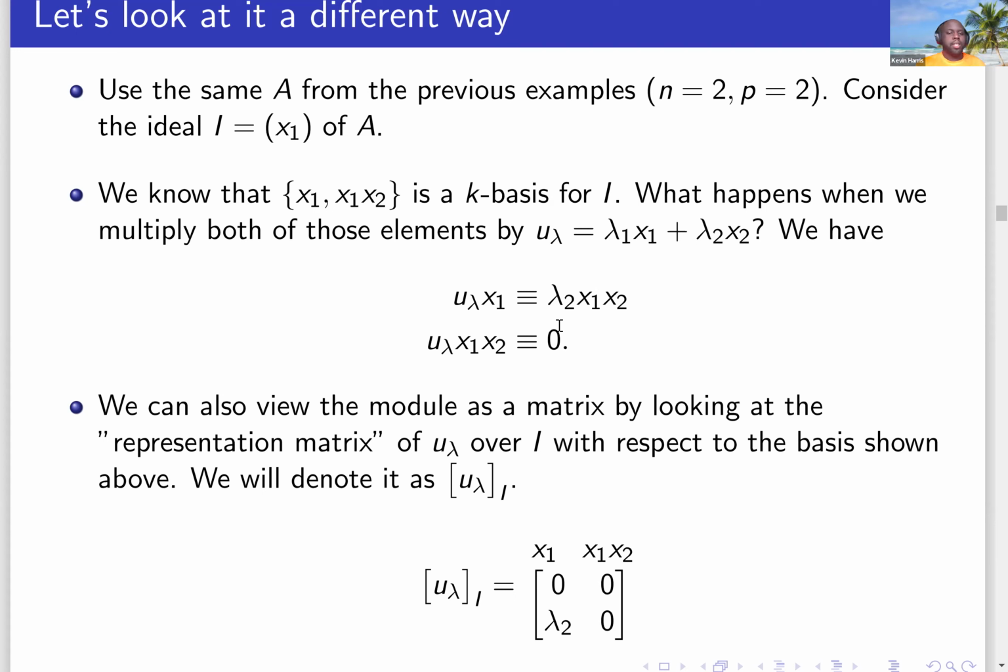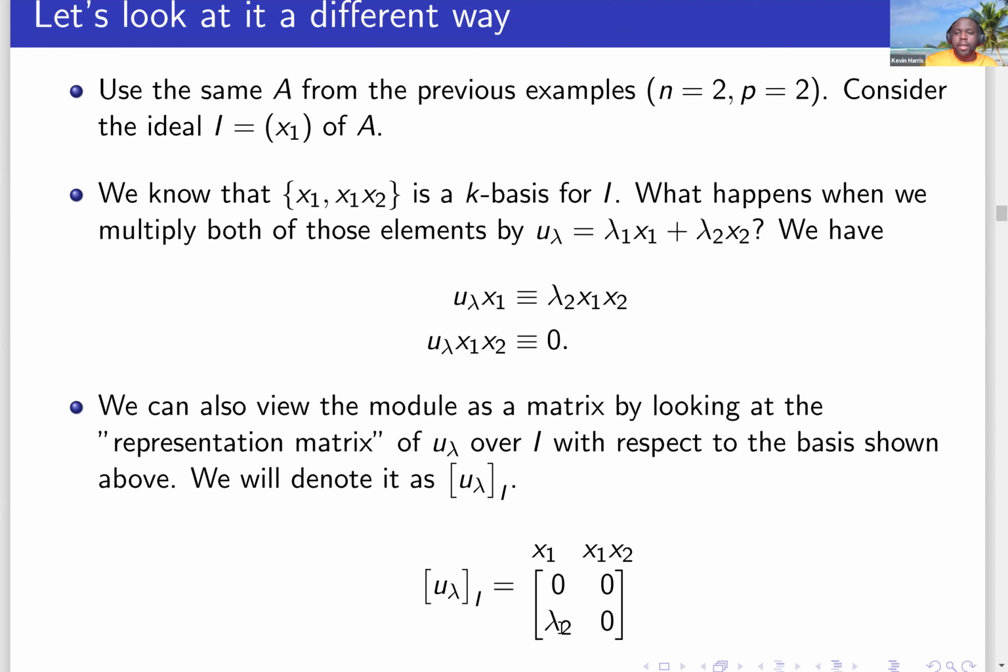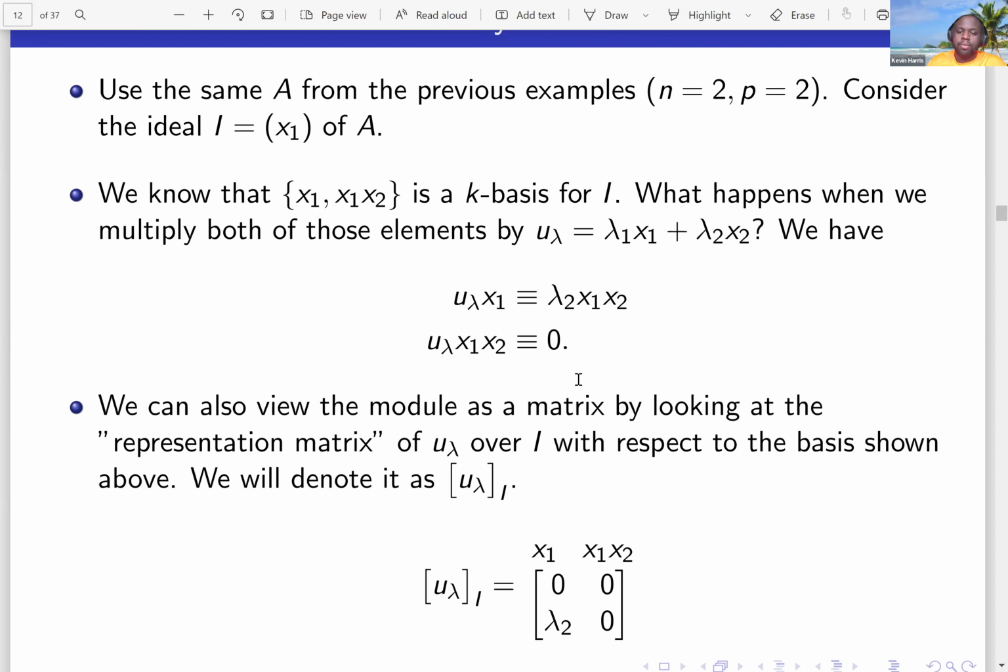Then we can take these calculations and represent them in terms of what's called a representation matrix for u lambda over I. In this case we take a 2 by 2, because there are 2 basis elements, and we let x1 represent the first column: what happens if we multiply u lambda times x1. Let that be represented by the first column, and let x1 x2 be represented by the second column. Remember, multiplying u lambda by x1 gave us lambda 2 x1 x2, which means we get a lambda 2 in the bottom left corner. Then multiplying u lambda by x1 x2 gave us all zeros, so nothing interesting happens there.